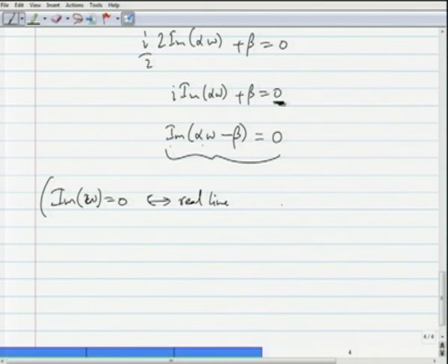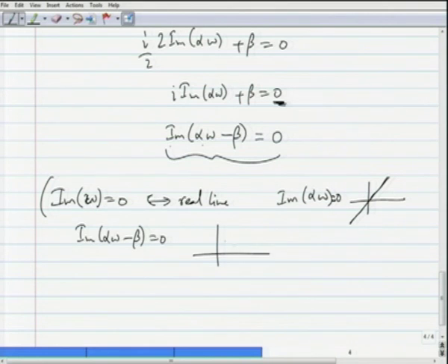And likewise, the imaginary part of alpha times w equal to 0 gives a line passing through the origin. And the imaginary part of alpha w minus beta equal to 0 gives a line where everything is translated by a vector beta. So, that is beta. Every point is moved by a vector beta.